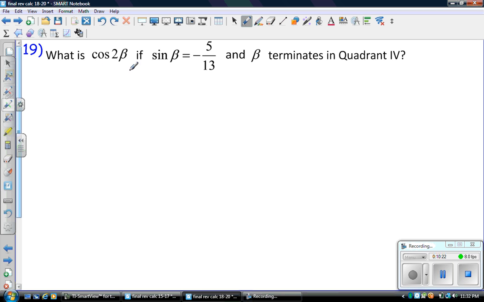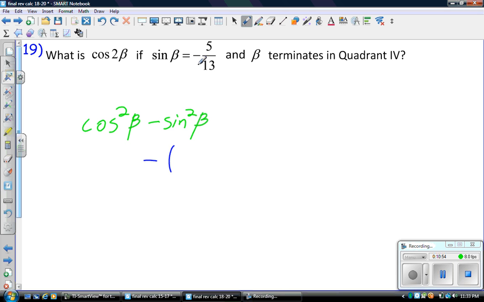So here's the breakdown of the cosine double angle identity. It's cos squared minus sin squared of beta. Okay, they already gave me the sine of beta. It's negative 5/13, so I can plug that in for the sine. Remember, this means do the sine and then square it is what that's saying. So this is, I still got that negative.